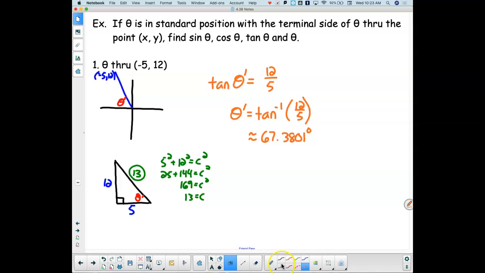Because I'm in quadrant number 2, theta, my actual angle, is going to be 180 degrees minus my theta prime. Right? Okay? So that's going to be 180 minus that, which gets me 112.62 degrees. Right? So that's what my actual theta is.